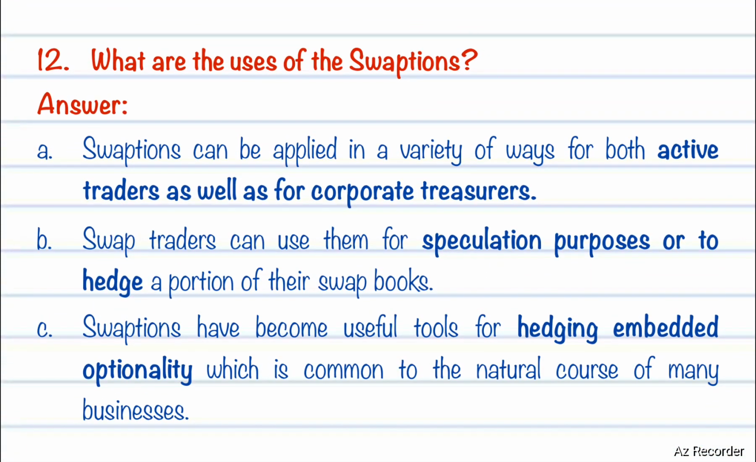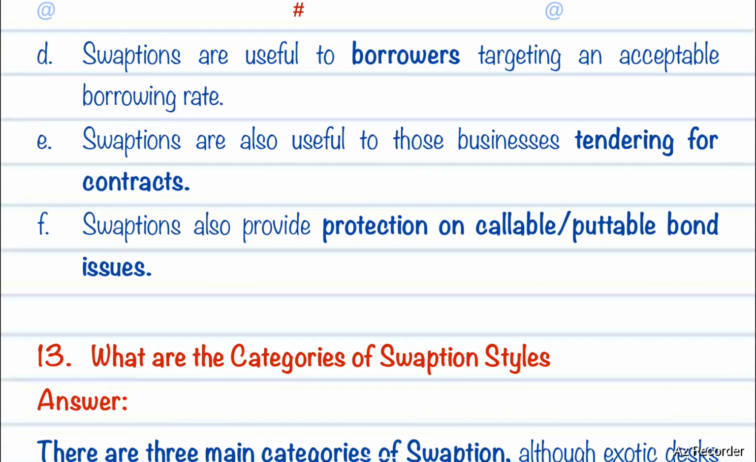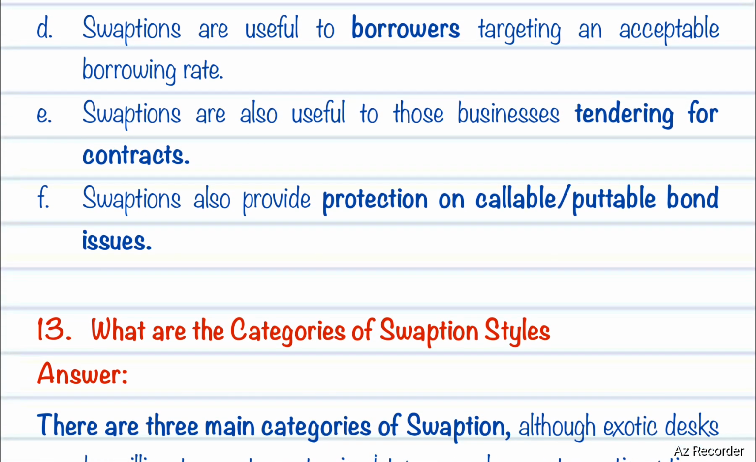What are the uses of swaptions? Swaptions can be applied in a variety of ways for both active traders as well as for corporate treasurers. Swap traders can use them for speculation purposes or to hedge a portion of their swap books. Swaptions have become useful tools for hedging embedded optionality, which is common to the natural course of many businesses. Swaptions are useful to borrowers targeting an acceptable borrowing rate. Swaptions are also useful to those businesses tendering for contracts. Swaptions also provide protection on callable or puttable bond issues.